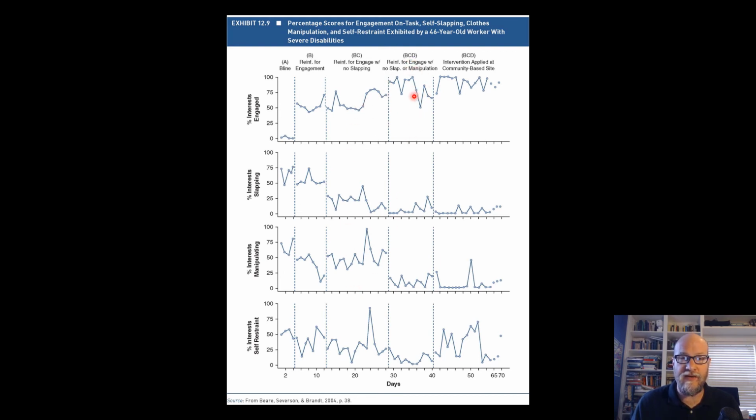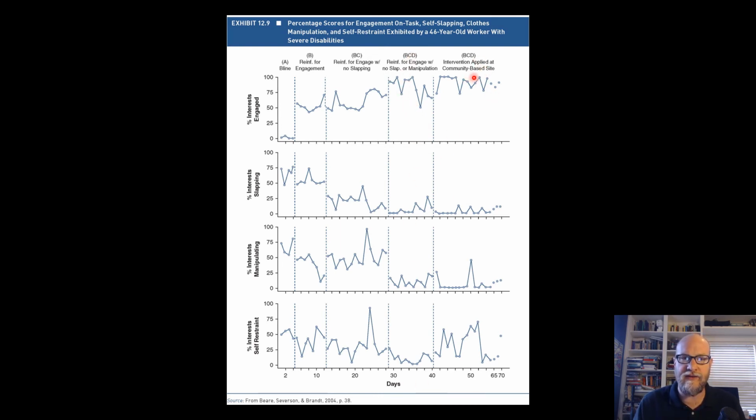They then go on to the BCD phase, in which they reinforced engagement with positive reinforcement, reinforced no slapping, and then also no manipulation, which is sort of a nervous tic that this patient has. So again, you measure all 4.